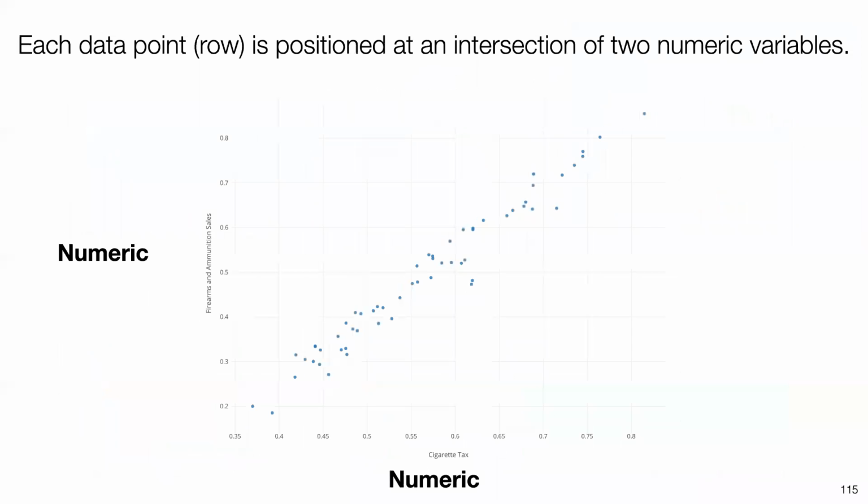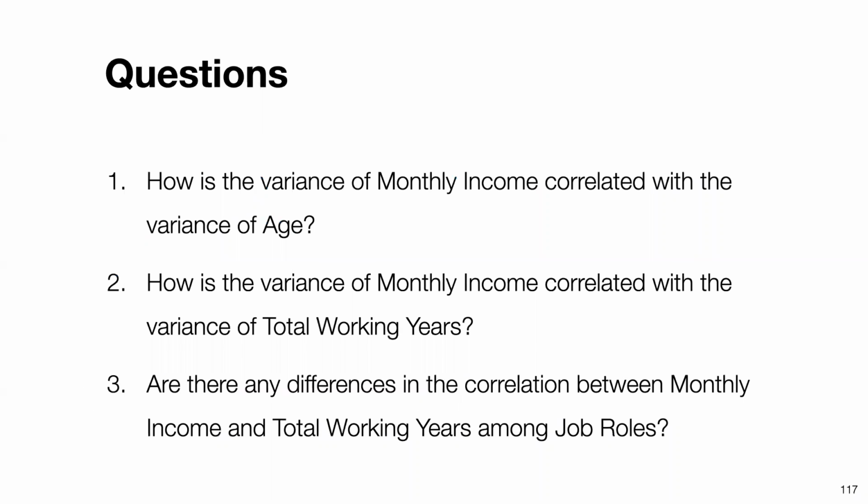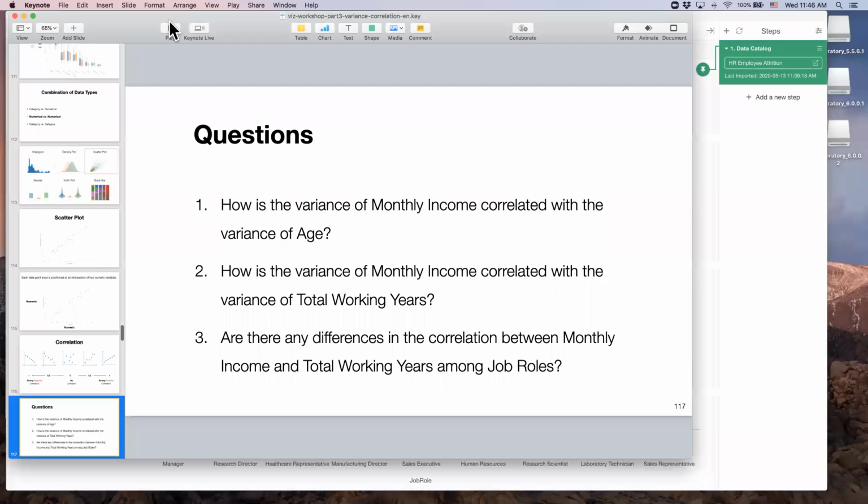Okay, and then basically this is really the area of correlation. And when you see these patterns, for example, from the left-hand side to the right-hand side, that is basically giving you a strong signal that these two variables are highly correlated. So here are the questions. How is the variance of monthly income correlated with the variance of age? And also, how about with total working years? So let's take a look at these two things.